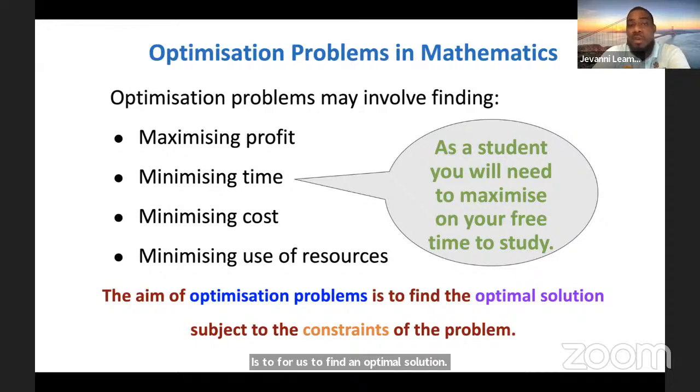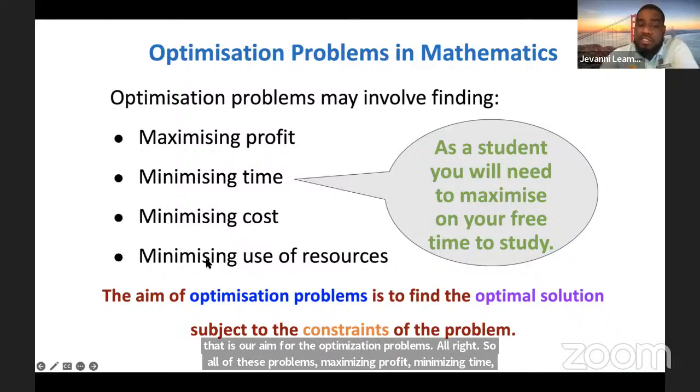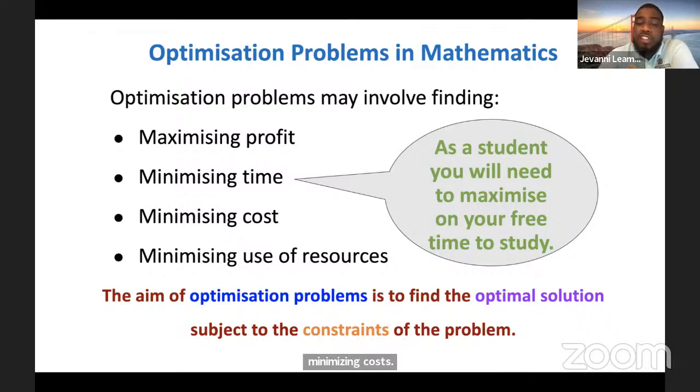given that we have constraints of the problem, right? So we have some limiting factors or constraints that will be given, and our job is to find out what is the optimal solution. So that is our aim for the optimization problems. All of these problems, maximizing profit, minimizing time, minimizing cost, minimizing the use of resources, we want to find the optimal solution based on our constraints that we're going to face.